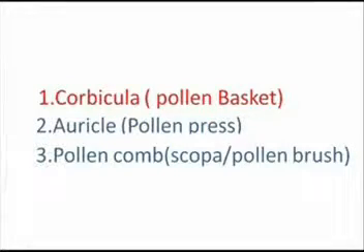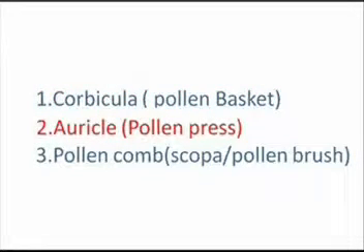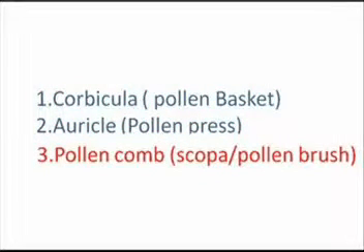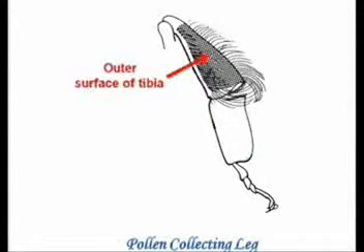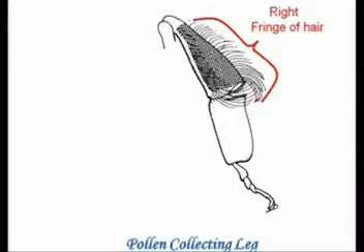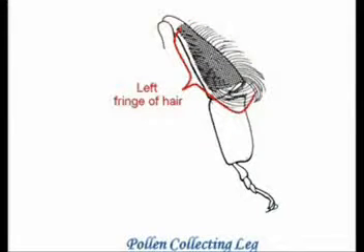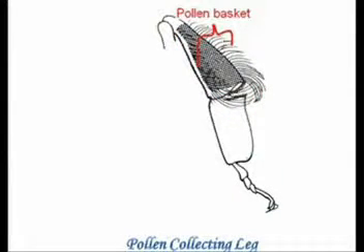Pollen collecting leg. Pollen collecting leg has three important structures: corbicula or pollen basket, auricle, and pollen comb, also called scopa. Corbicula or pollen basket. A smooth area on the outer surface of the tibia is bordered on each side with a fringe of long hair, which serves as the pollen basket.